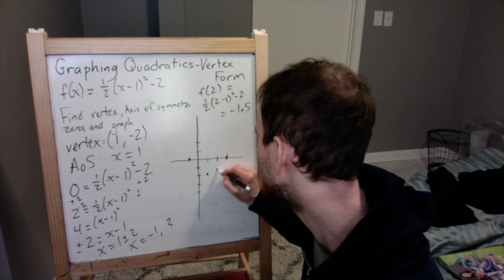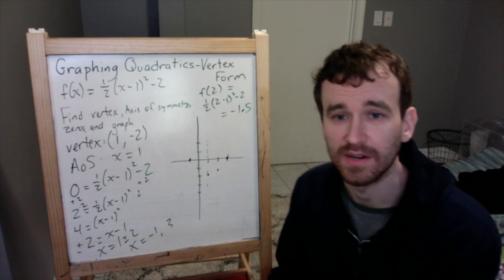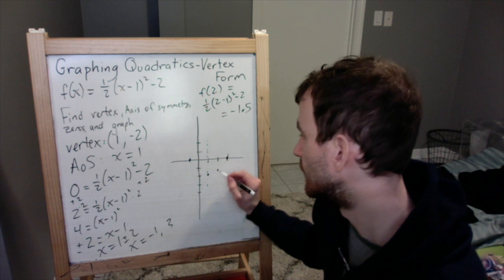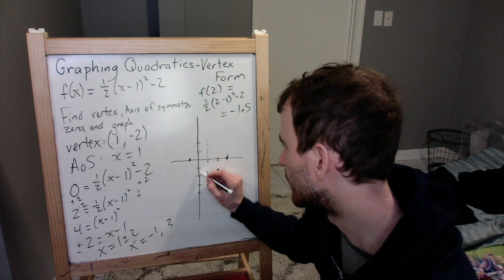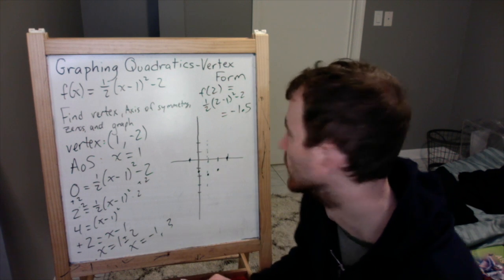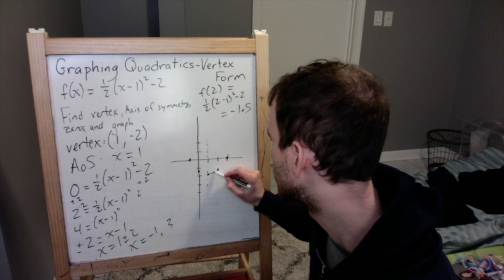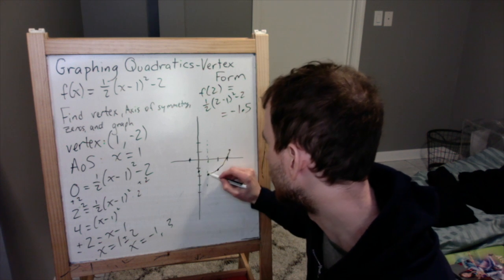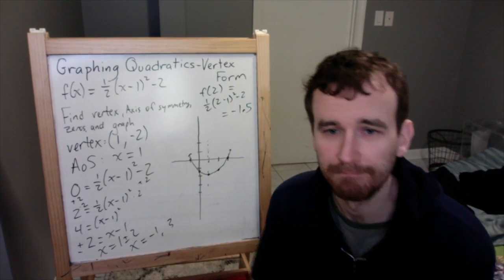That's right here. And we know that right here, down the middle, is our axis of symmetry. So if we reflect that to the other side, we go 1 unit here to get to here, so we'll go 1 more unit here. So the point (0, negative 1.5) is also on the graph, and then just connect the dots. And we've got the graph of our parabola.